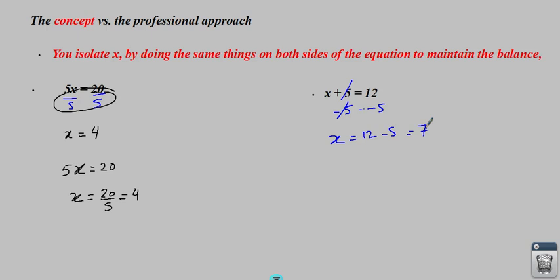Now, even though this is the concept, it also looks messy and unprofessional. And notice that what happened here, it's as if the plus 5 moved to the other side, but changed its sign. So, if you want to solve this in a more professional way, you would say, okay, I need to subtract 5 from both sides. When I subtract 5 from the left-hand side, the 5s cancel out, and I'm left with 12 minus 5, which is 7.